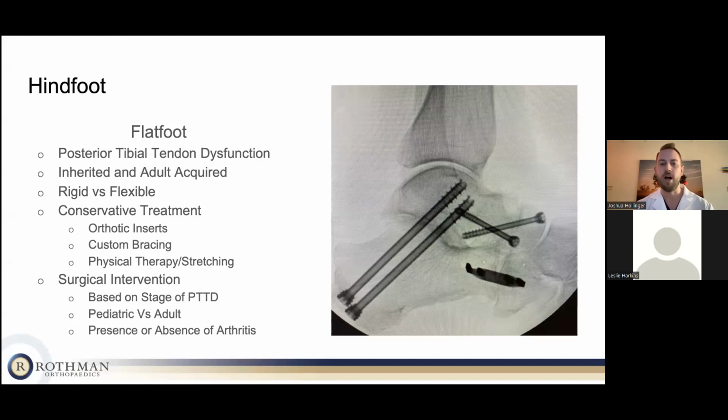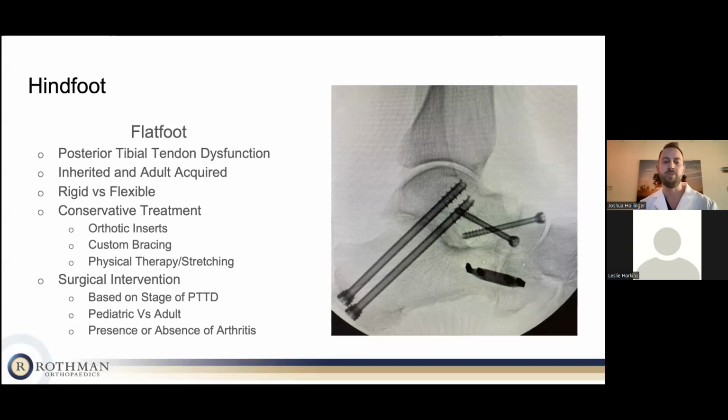If patients respond to immobilization with bracing, then we often move on to orthotic inserts, often in these cases where there's significant deformity, custom molded. Sometimes custom molded bracing is even a really good option for patients who have significant flat foot deformity. And physical therapy and stretching can also be important because the calf muscle often gets very tight in these cases.